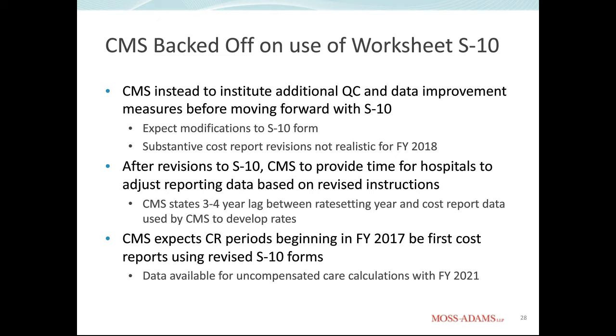What CMS did say is that they're going to move forward toward an uncompensated care model using Worksheet S10 data by federal fiscal year 2021. And they did state that it could happen possibly prior to that date. So it could happen as soon as next year, or it could happen in 3 years. So the moral of that story is don't wait any longer.